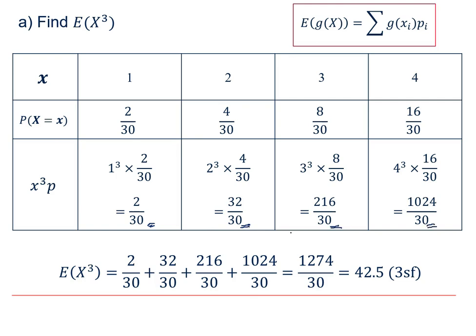And obviously our E of x cubed is the sum of these, so these are all being summed at the bottom here, and we get 1274 over 30, or 42.5, correct to 3 significant figures. So E of x cubed is 42.5 to 3 SF.